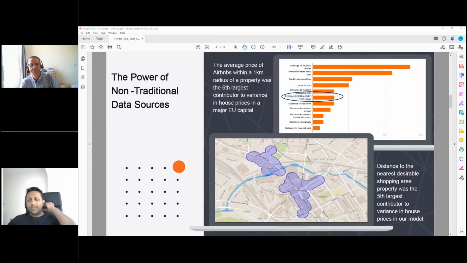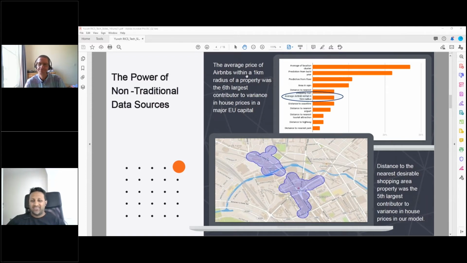So we went and ran a lot of different types of models to try and distill what the variable input drivers are to house price. And they vary, of course, across region, across countries, and all the rest of it. So don't assume what I've got here is appropriate for your specific jurisdiction. But in this example, we're looking at Athens, and I've circled here average Airbnb price and nearest shopping mall or shopping destination.